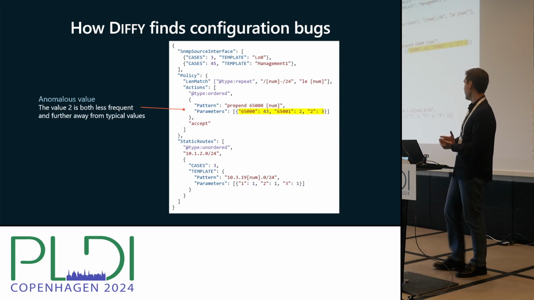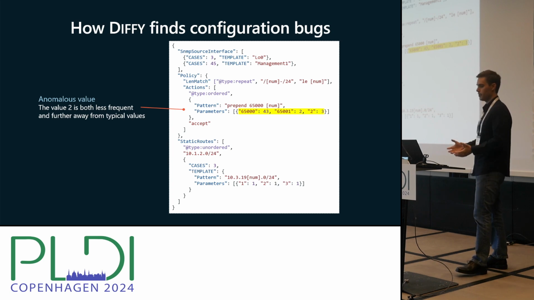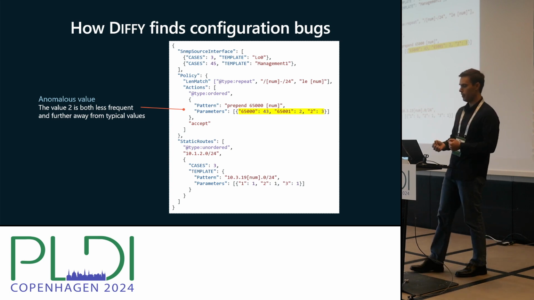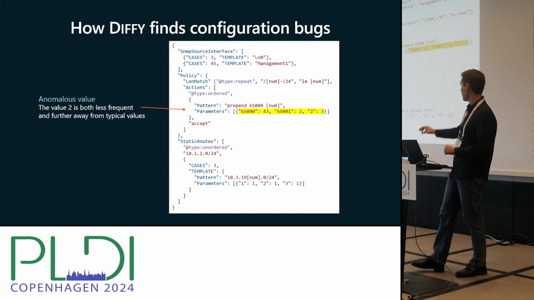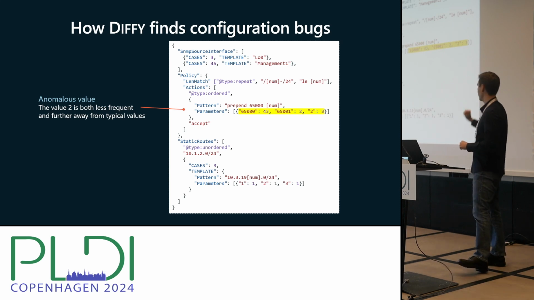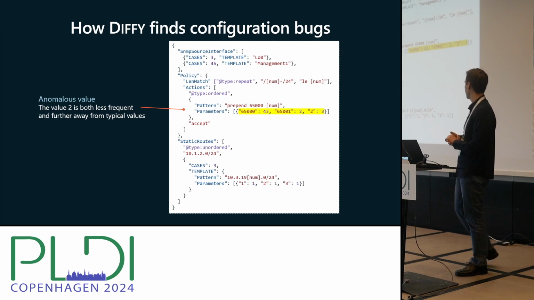So that's the first stage. And then in the second stage, we use unsupervised anomaly detection to identify likely bugs and report these to the user, along with a score of how likely the bug is. So as an example from this actions list, we can see the distribution of values that were observed for this prepend statement.